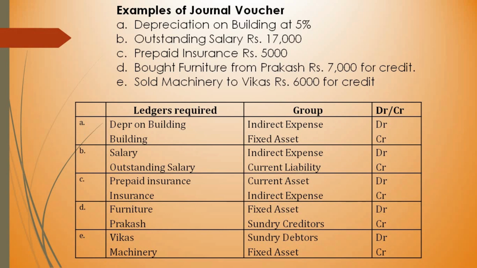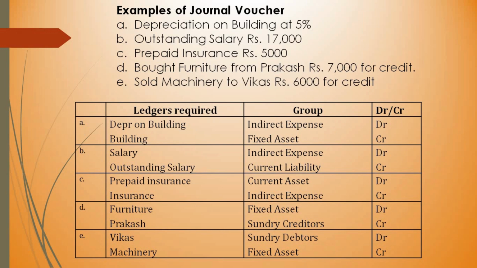So purchase comes under the debit side. That is, furniture comes under the debit side. The other account will be on the credit side. The person from whom you're buying always comes under sundry creditors.